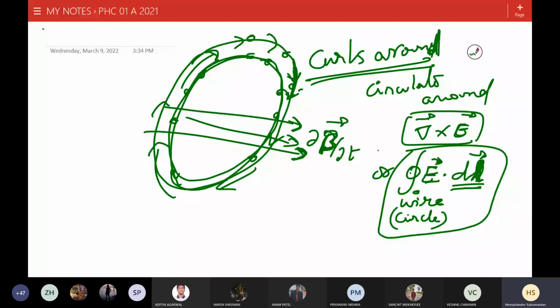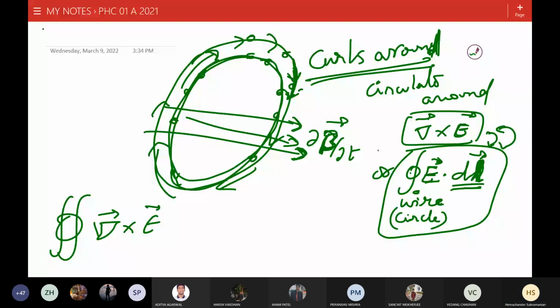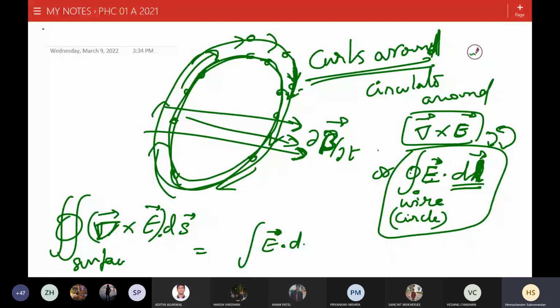The integral of curl E over the surface, dot dS, equals the integral of E dot dl. This is over the surface, and this is over the wire of the circle. This is called Green's theorem. You guys have read this? Have you come across this theorem already or no? No, sir. Not yet.